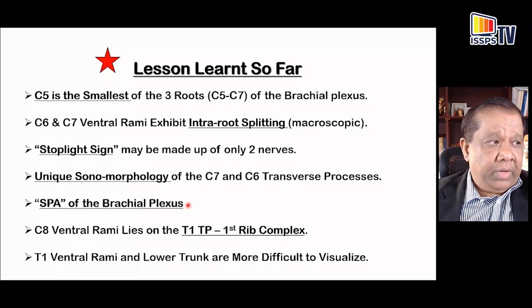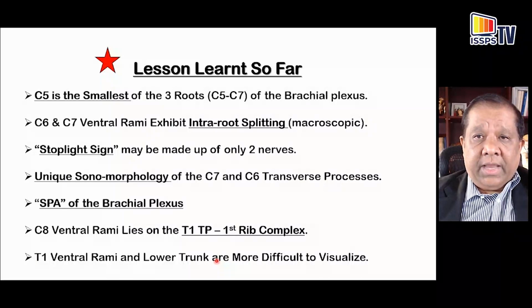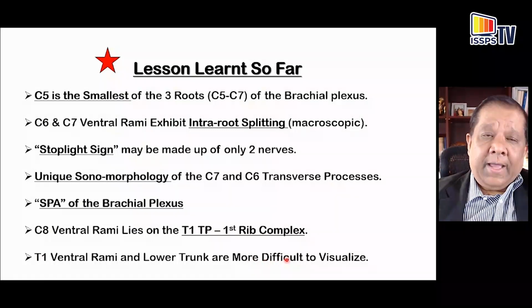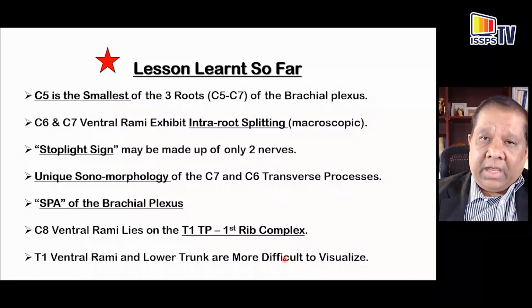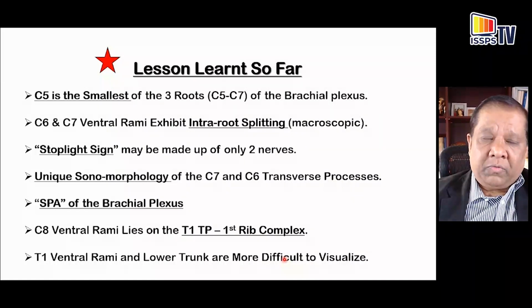The C8 ventral ramus lies on top of the T1 transverse process and the rib complex that I demonstrated to you. The T1 ventral ramus and the C8 are more difficult to visualize, particularly the inferior trunk, but nevertheless, with the technique that I will be demonstrating to you, you'll hopefully be able to identify this in about 40% of individuals.